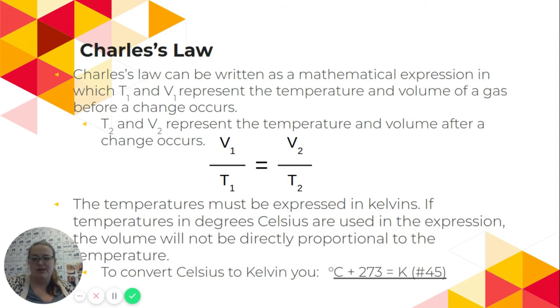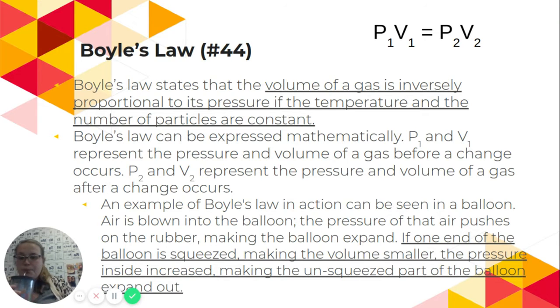It's going to do something funky. So to convert Celsius to Kelvin, which is number 45, you're going to do degrees Celsius plus 273. So back up to that chart on number 44 again. Let's talk about Boyle's law.